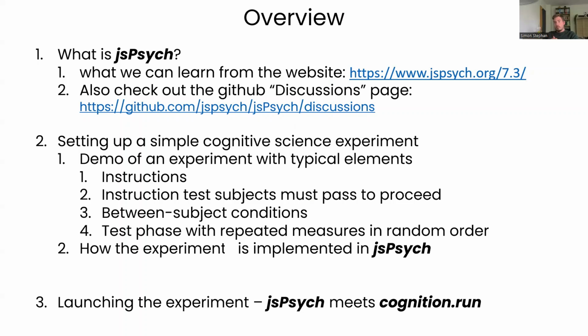So what we want to implement often is some sort of comprehension or instruction test that subjects must pass in order to proceed. In other words, they cannot go on if they don't pass this instruction check. So how can we implement this in jsPsych? How can we set up an experiment that has this element of a comprehension test?